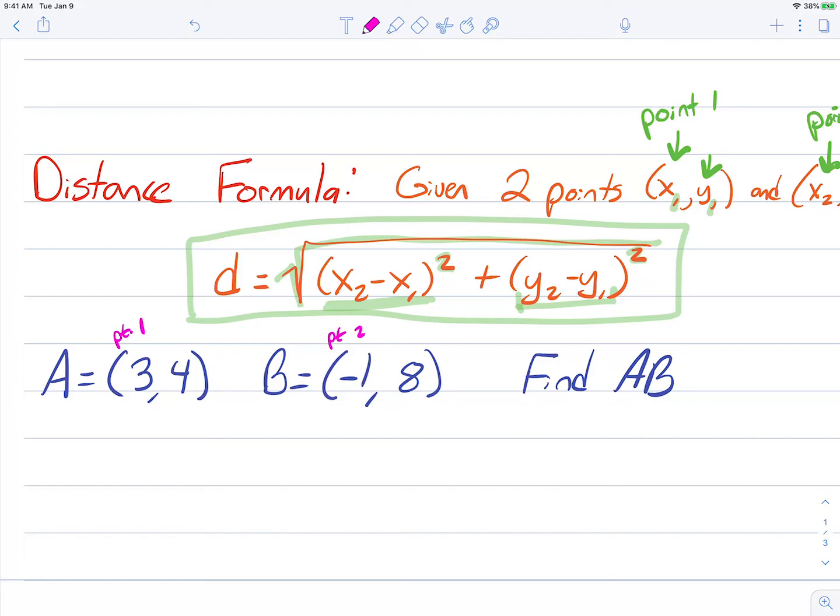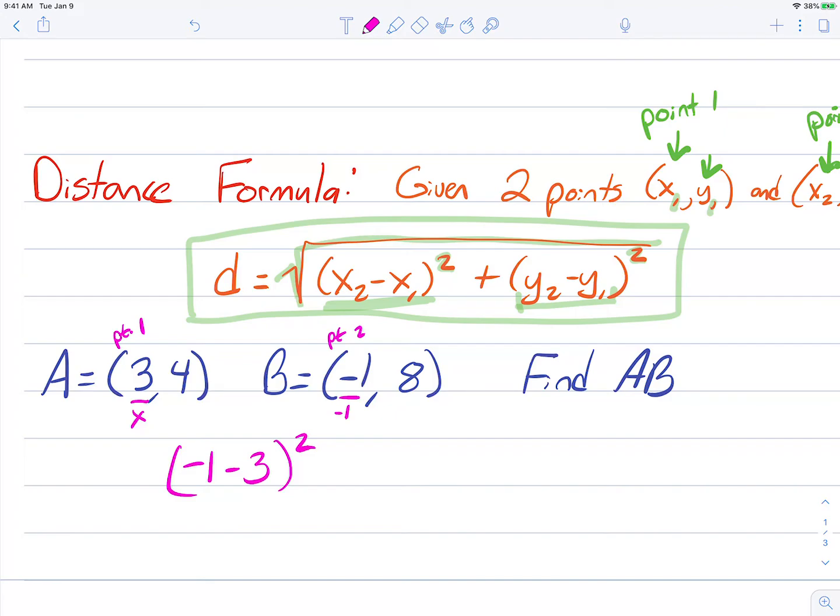So the x coordinates are 3 and -1. So I'm going to go -1 minus 3 and I'm going to square it. That's the x sub 2 minus x sub 1, squared. Traditionally, we've always, as mathematicians, said the second coordinate minus the first coordinate. Why? Who knows? There's probably a reason.